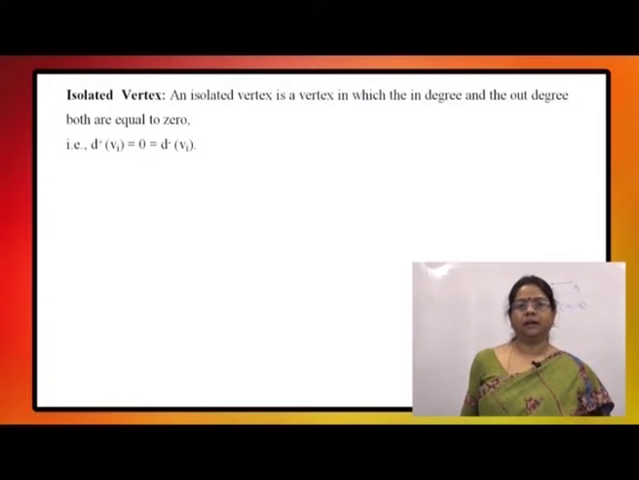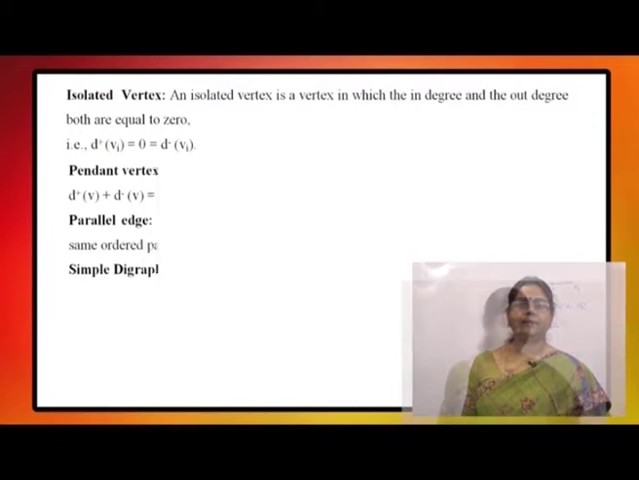Now we come to the term isolated vertex. Similarly, as in the case of undirected graph, here also an isolated vertex is a vertex in which the in degree and out degree both are equal to 0. That is, no edge comes out of it and no edge goes into it. So d plus Vi equal to 0 equal to d minus Vi. Then we call it an isolated vertex.